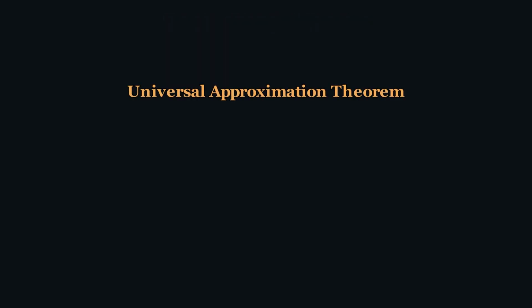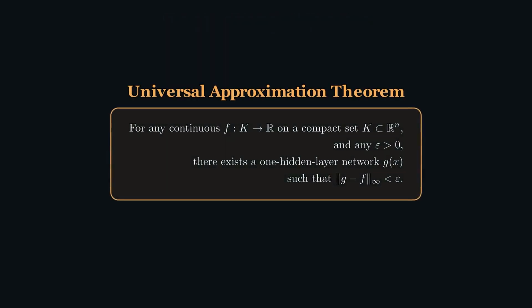Now let's state the theorem precisely. For any continuous function f on a compact set in Rn and any epsilon greater than 0, there exists a one hidden layer neural network G such that the maximum difference between G and f is less than epsilon.